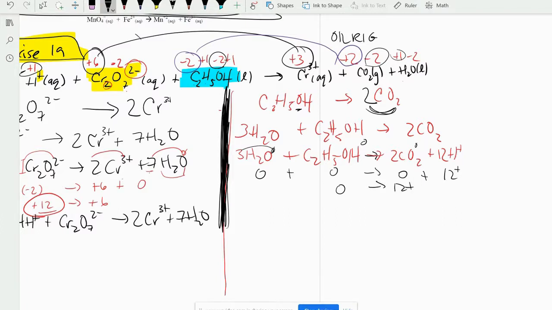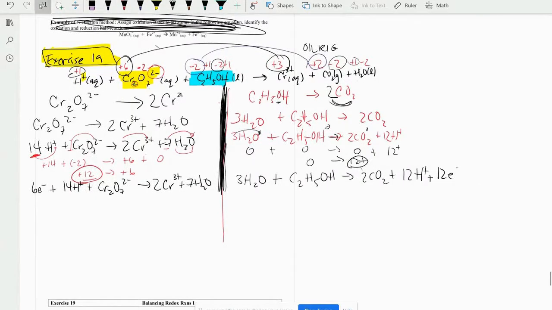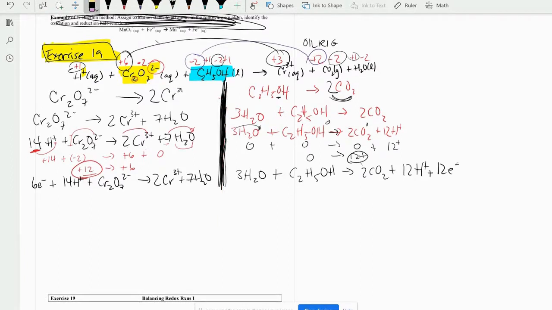Which side are you going to add electrons onto to get these numbers to be 0? Well, you're going to have to add electrons onto the product side. Okay, there you have it. You have now balanced the charges of each half reaction.